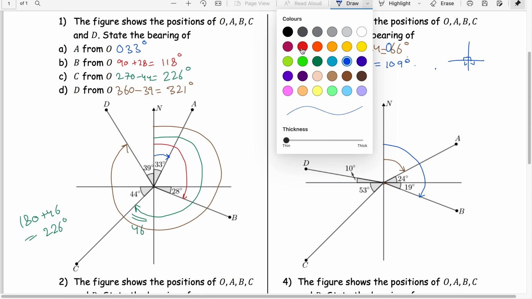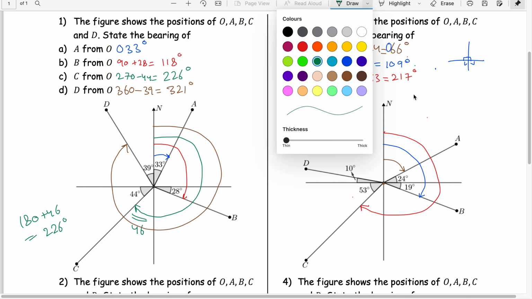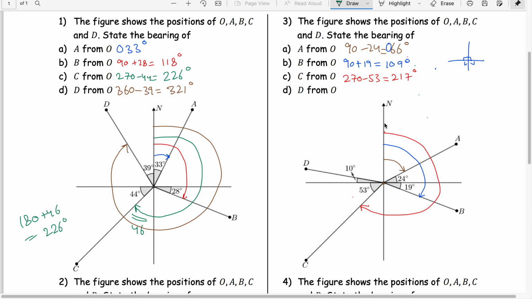Now C from O is this. So 270 minus 53. This complete is 270 and it is 53 less than that. So 270 minus 53 is 217 degrees. The last part, bearing of D from O. So again you start from north, you move clockwise and you stop at D, which is now 270 plus 10. 10 more than 270, so it is 280 degrees.